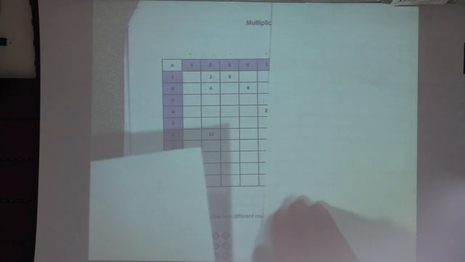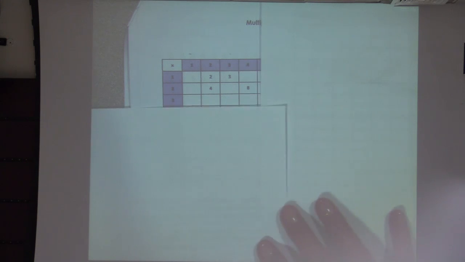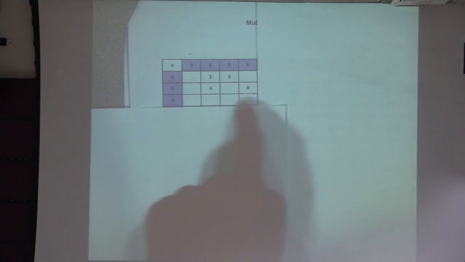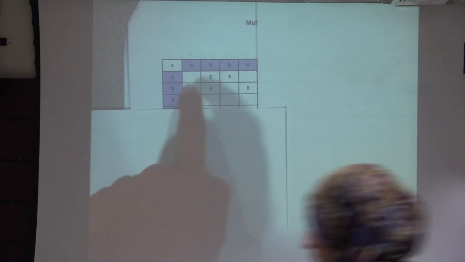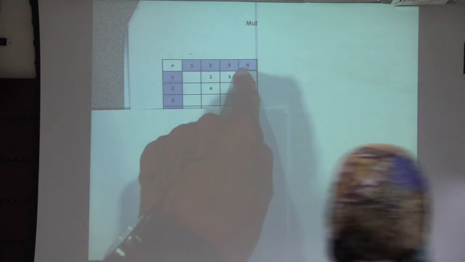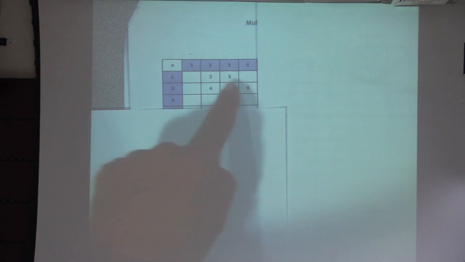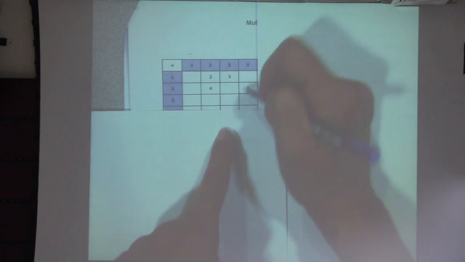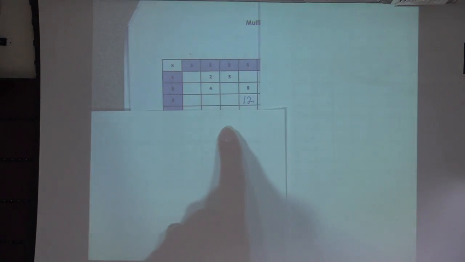If I look at 4 times 3 on this chart, I have the array. So I'm looking at 3 times 4. Here are the 3 rows of 4. The array is right there. If a child needed to, they could now skip count up. It's like 4, 8, 12. So I have 12.